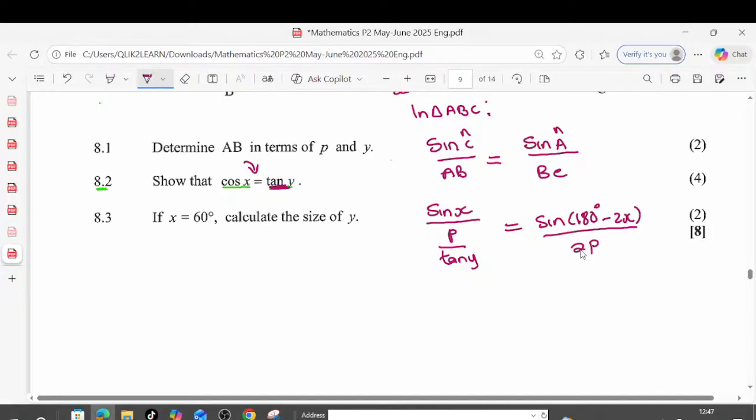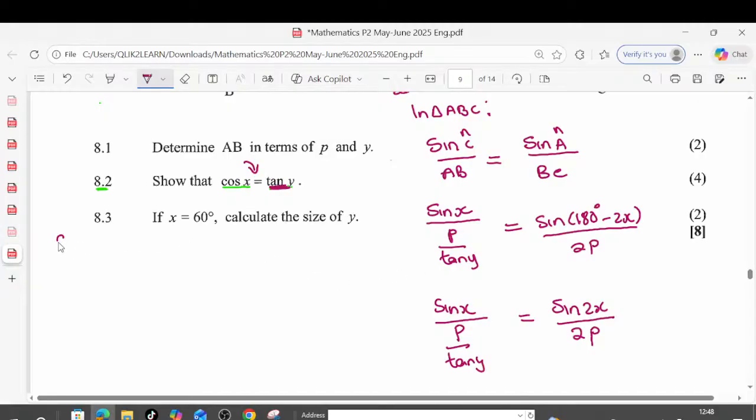Oh, there's too much work, but let's keep on working. Okay, so this part I'm just going to leave as the sine of x over P over the tan y, and then I'm going to equate this to, so this is in quadrant 2, sine is positive, this will be positive, the sine of 2x, everything divided by 2P. This is what I have so far.